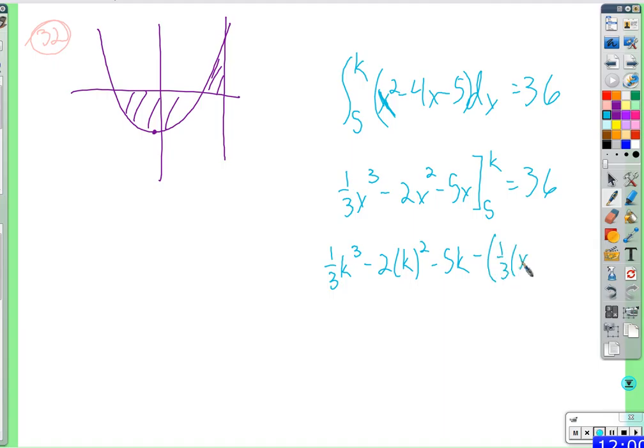So we got 1/3 x to the third minus 2x squared minus 5x, from 5 to k. That needs to equal 36. 1/3 k to the third minus 2 times k squared minus 5k, minus 1/3 times 5 to the third minus 2 times 5 squared minus 5 times 5, and that needs to be equal to 36.